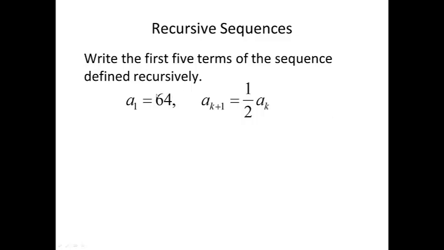Okay, if this is the first one, this is how you can get the next one: multiply by half. So the first one's 64. The next one has to be 32. The next one, half of that would be 16. Half of that is 8. Half of that is 4, and so on. Okay? So that's how you use the recursive. This just gives you the next one. What are you going to do to this one to get the next one? That's all.